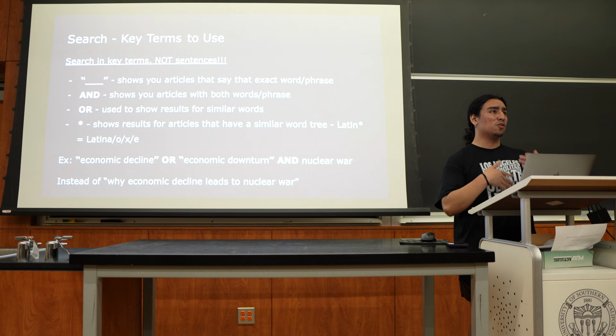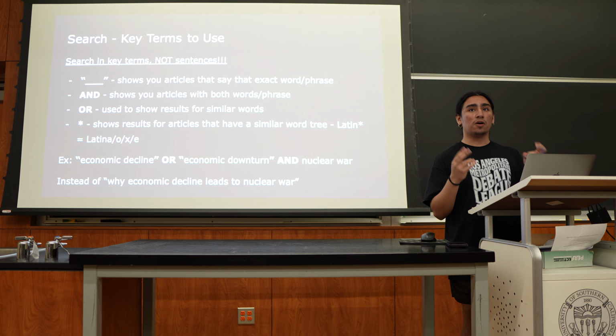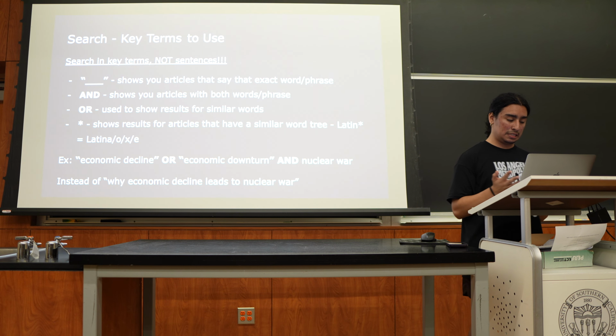So some of the key terms you can use whenever searching is quotation marks. When you put a word inside quotation marks in the Google search engine, or just any search engine in general, it shows you articles that say that exact word or phrase that you're looking for. So instead of saying why economic decline leads to nuclear war, I would instead say, quote, economic decline, and then I would put in something else that I am looking for. That is the first part of this.